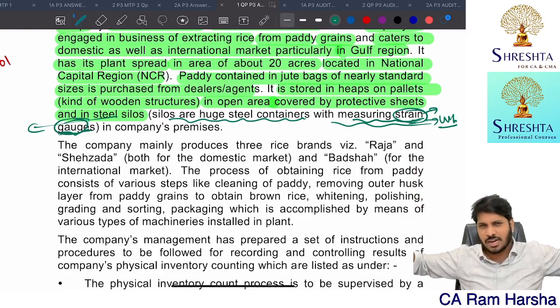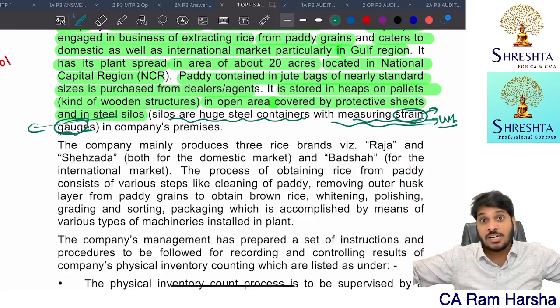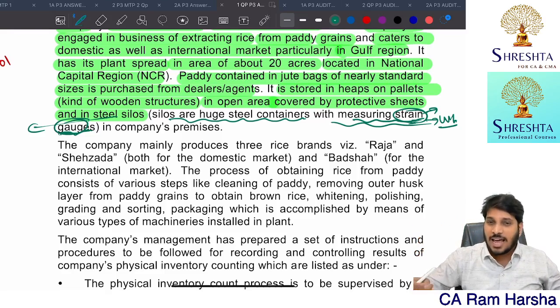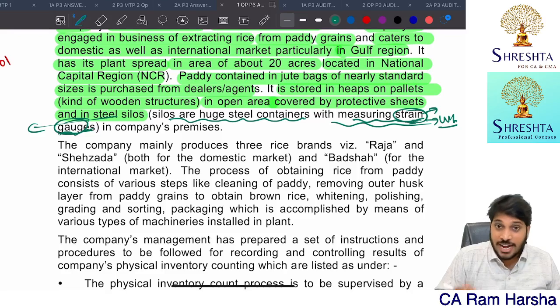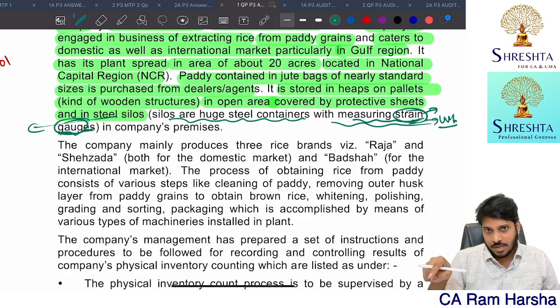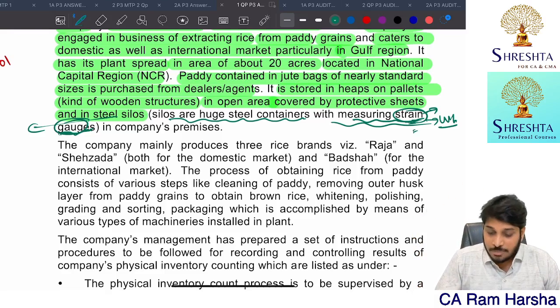They are very big containers. The capacities will be like 1 ton, 2 tons. Steel silos will have 1 ton, 2 ton capacities, and measuring strain gauges will be there. With that you can measure how much quantity of paddy or rice is stored in that silo. Getting it? Fine. So that is used for measuring it.